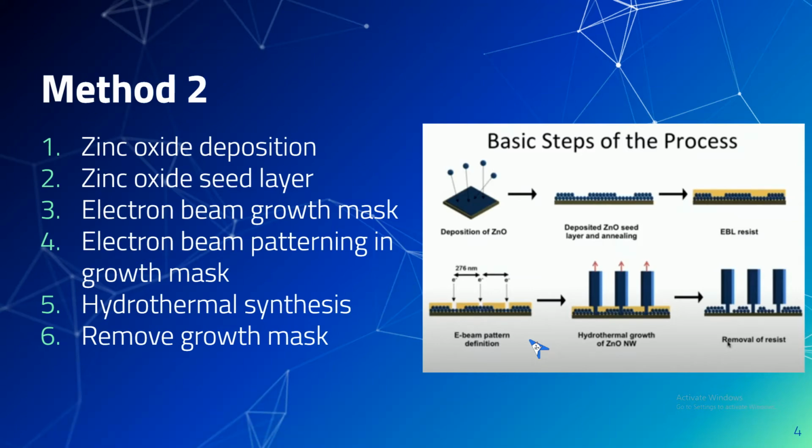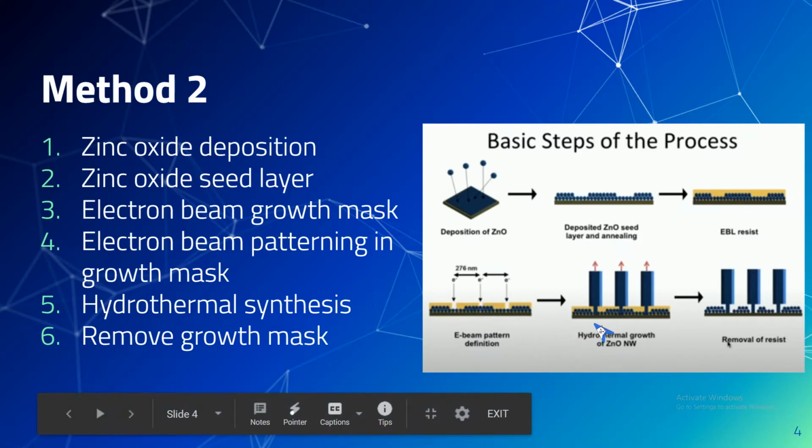So at this point, hydrothermal growth begins. And so as you can see, the hydrothermal growth allows the nanowires to grow straight out of those patterns in the growth mask. And so all of these nanowires are going to be very nice and orderly and have very constant widths. And so finally, the last step is where the resist is removed, which leaves only the nanowires remaining. So now you see you have the zinc oxide nanowires with no more resist, and then you have the seed layer and substrate.